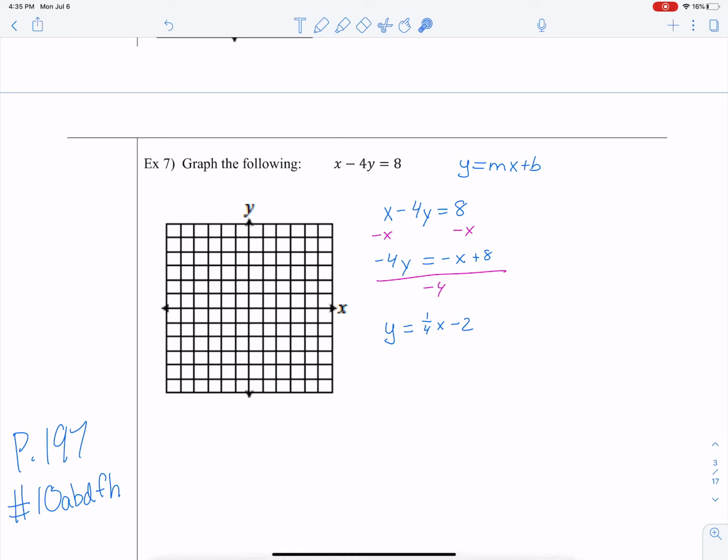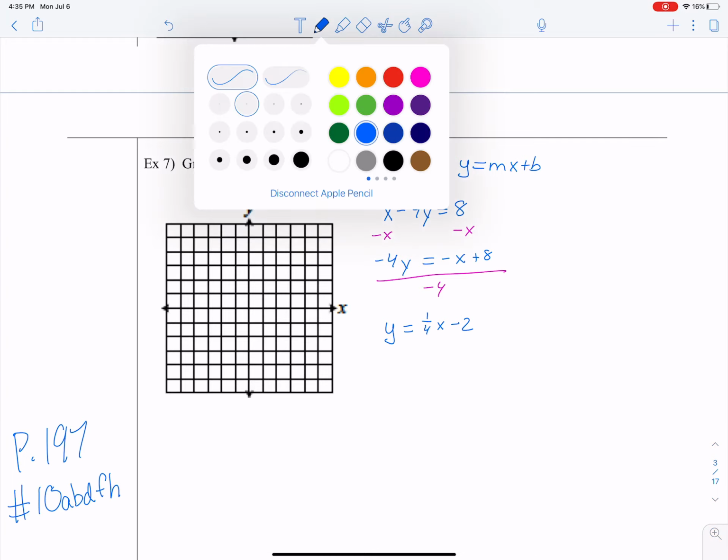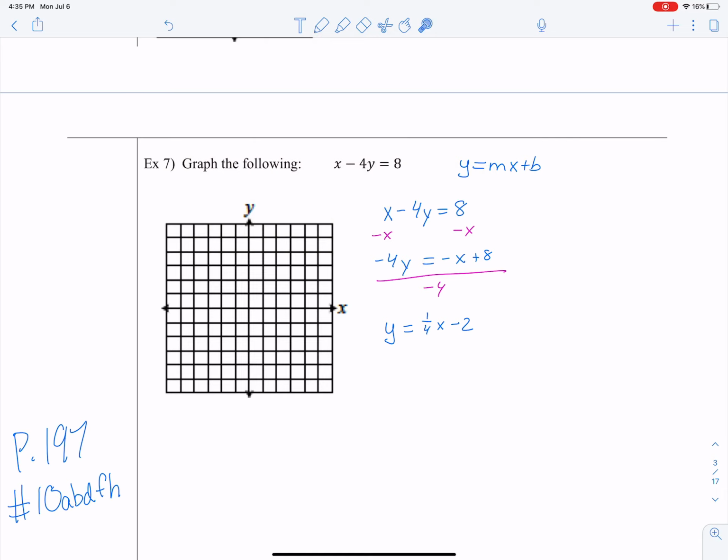Now that we've converted it, we can take our y-intercept, here is -2. The y-intercept always goes on the y-axis. So we'll find our middle point and we'll go down 1, 2. So it's going to be right here. This is our y-intercept. Now for our slope, 1 over 4.